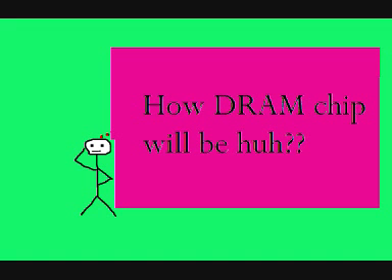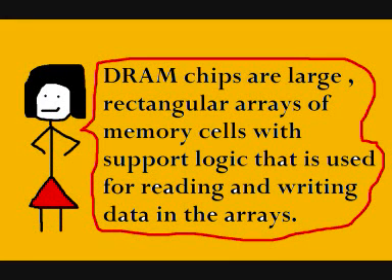How will the DRAM chip be? DRAM chips are large, rectangular arrays of memory cells which support logic that is used for reading and writing data in the arrays.